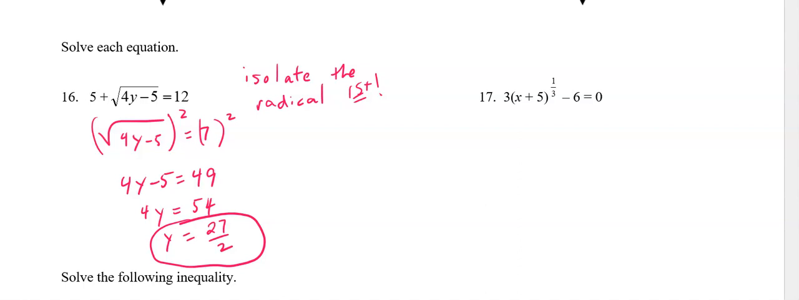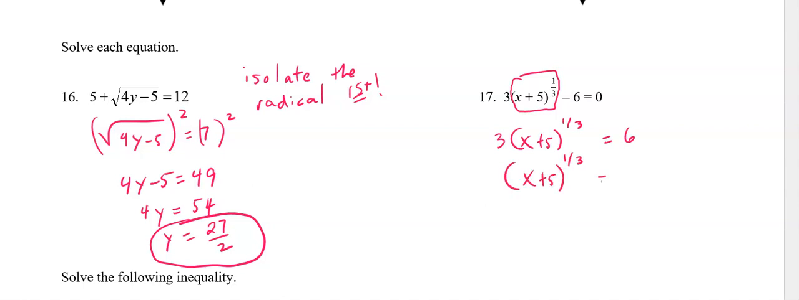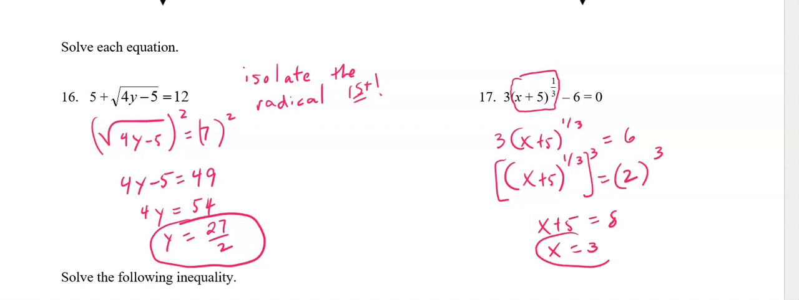Okay, here I've got 2 steps. This is really the radical. It's a cube root. So I have to undo subtracting 6 by adding 6, and then I have to undo multiplying by 3, dividing by 3. And now I can take care of the 1/3 or the cube root, just raise it to the 3rd power. And then subtract 5 from both sides. And we have our answer.